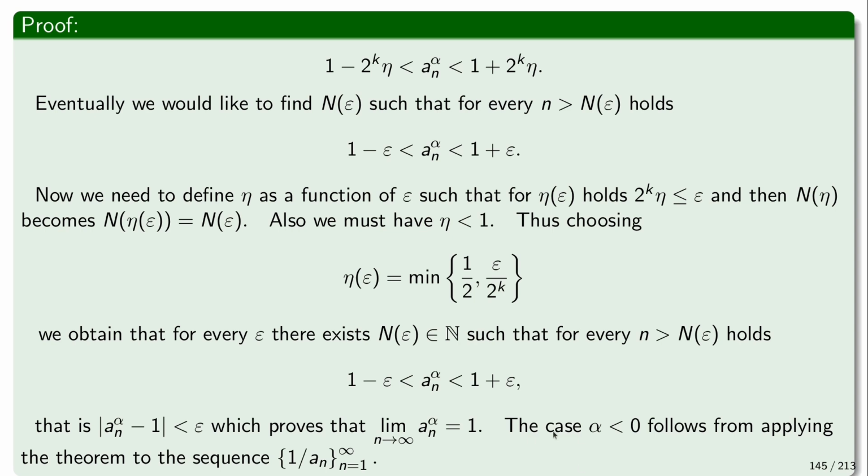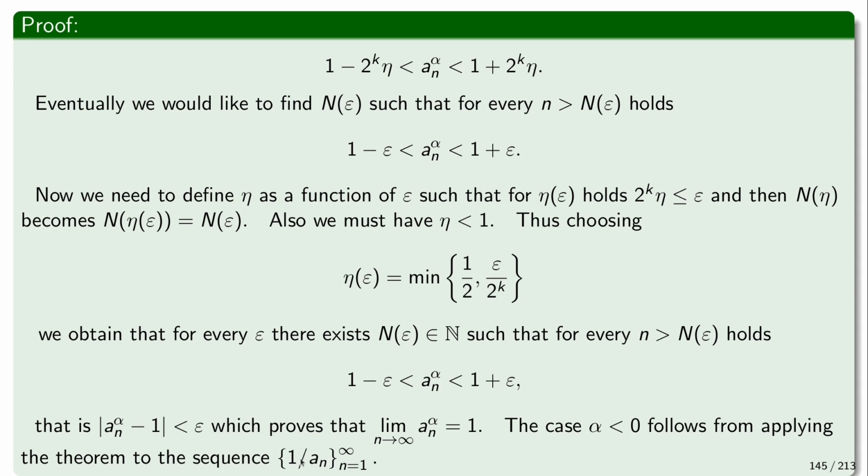And basically what I mentioned at the beginning is that the case where alpha is negative follows directly by applying the limit arithmetic theorem to the sequence 1 over an. If an converges to 1, the only thing that we need to say here is that since it converges to 1, then starting from some place it's close enough to 1, so it's strictly non-zero, and then 1 over an is well defined.